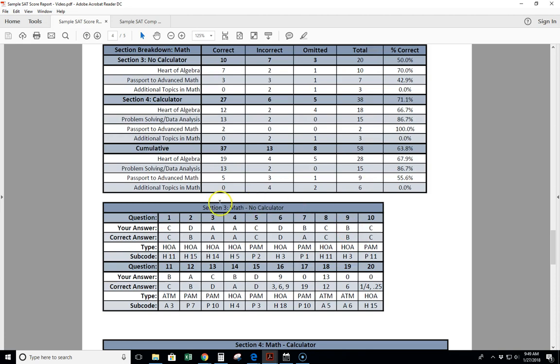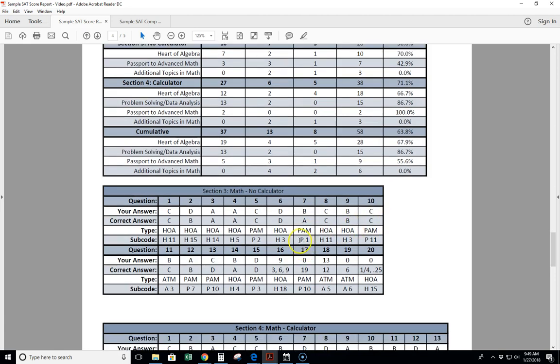What I really suggest in the no calculator section is that you should probably be getting the first 10 of these correct. For any student who comes through the course, you should really try to make a perfect 10 of 10 within these first 10, and evaluate where you're at and why you're missing those questions.